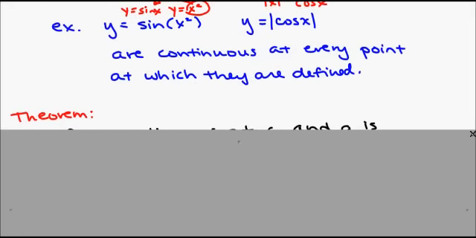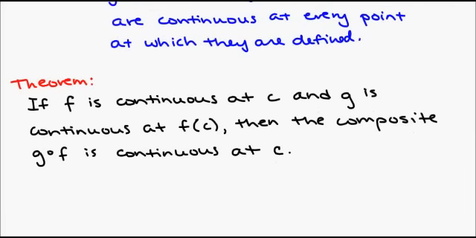Okay, this is a theorem. I do not have a specific name for it. Your book calls it Theorem 7, and it's not known by the rest of the world as Theorem 7, but it is a theorem. So if f is continuous at c and g is continuous at f of c, then the composite g of f is continuous at c.